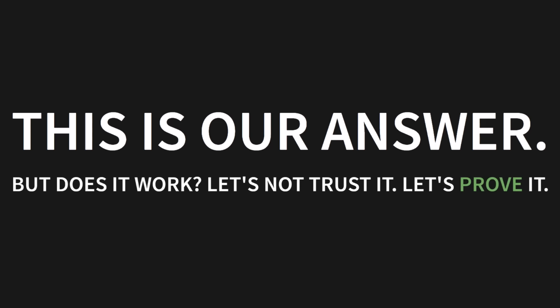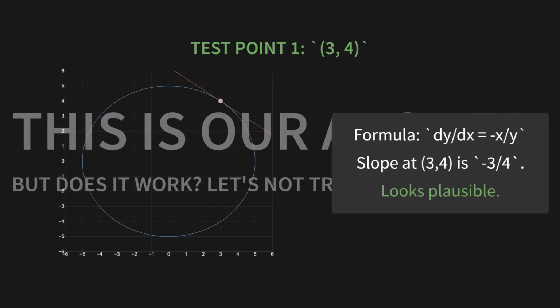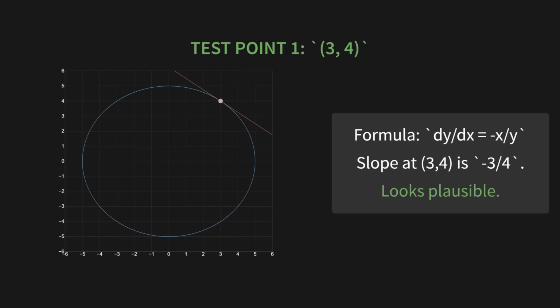Let's not just trust it. Let's prove it. Let's test a point. How about the point (3, 4)? According to our formula, dy over dx equals negative x over y. So the slope at (3, 4) is negative 3/4. Looking at the graph? Yeah, that looks plausible.